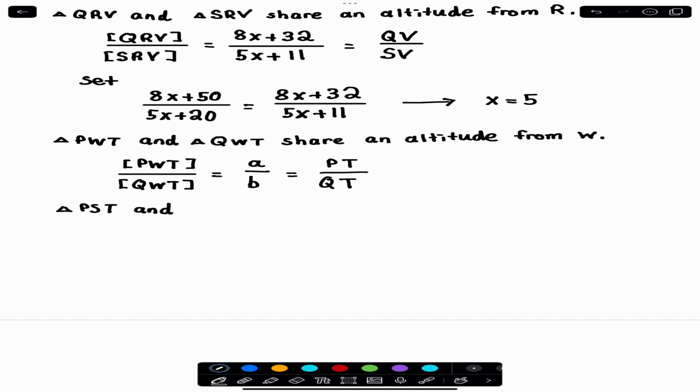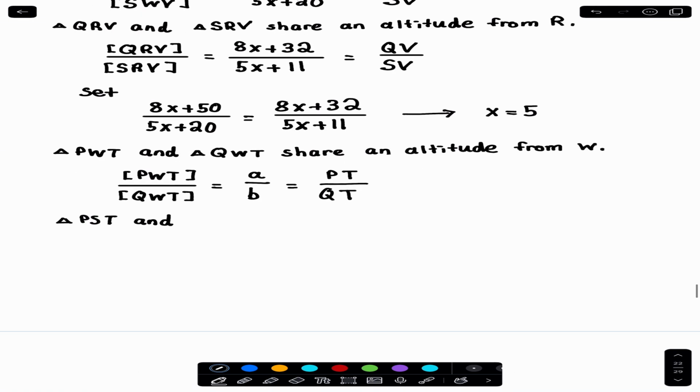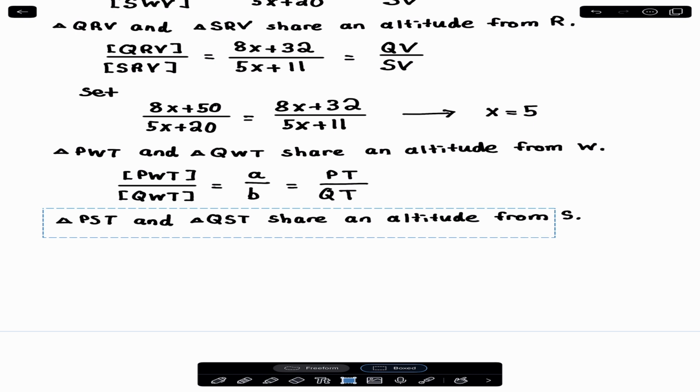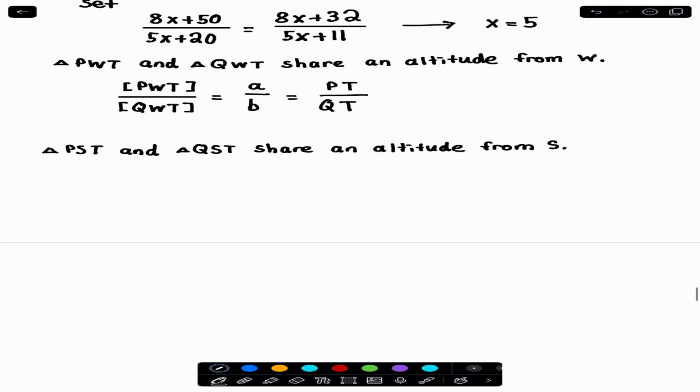PST and QST share an altitude from S. Let's give it some space, give it some breathing room. We can always compare these two from our same altitude principle.